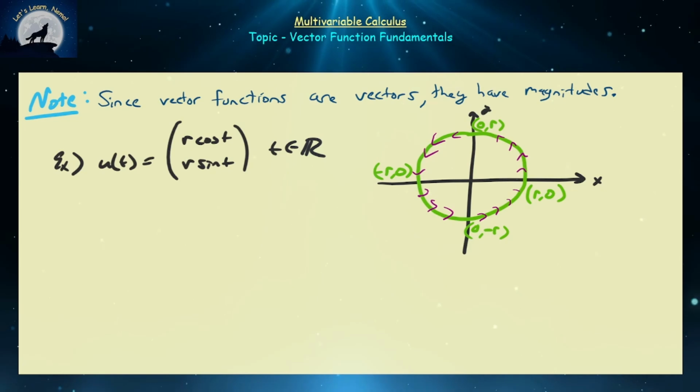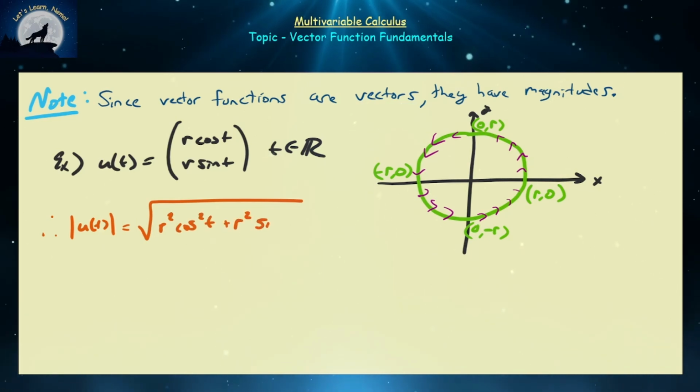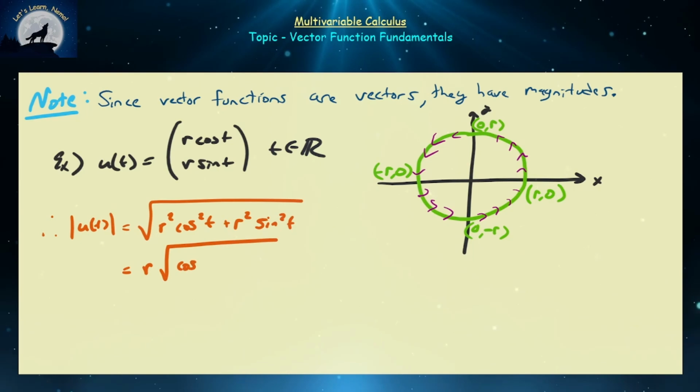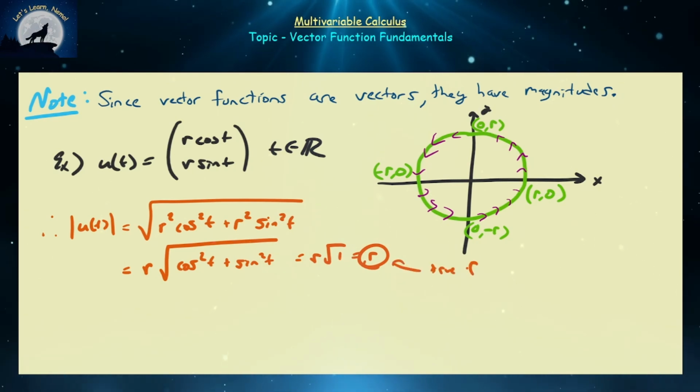All right, so since it's a vector, it also has the magnitude. So what is the magnitude of this particular vector? So the norm of u(t) will be equal to the square root of the sum of the squares of its components. So r squared cosine squared t plus r squared sine squared t. I can factor out an r squared out of both terms and then take the square root, assume r is positive, and then that's just going to give me r. And then we have the cosine squared t plus sine squared t. Cosine squared plus sine squared is just equal to 1 by the Pythagorean identity. So we have r times the square root of 1, which we know to be equal to r. Right? And note this is true for all t in R.